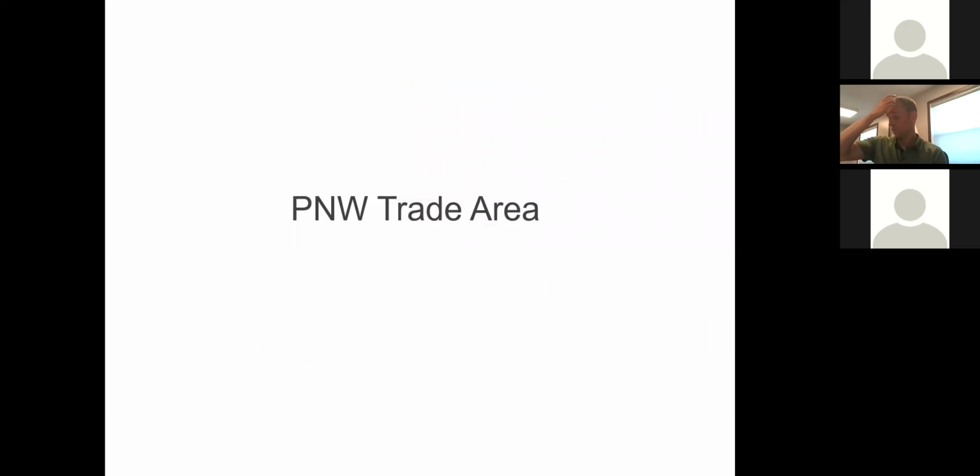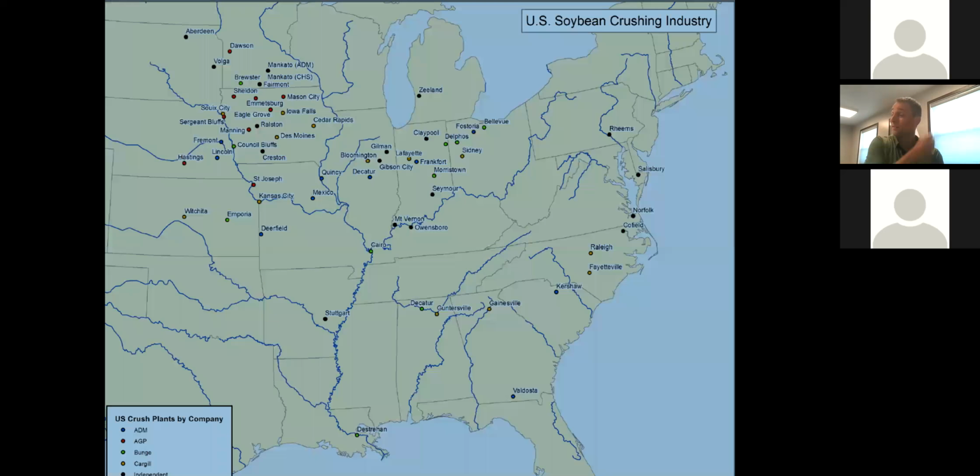I'm going to come back to how those impact you as a grower and what you do with your soybeans, but I want to just discuss the PNW trade area a little bit here. So this map here shows the U.S. soybean crushing industry. This is basically all major plants.